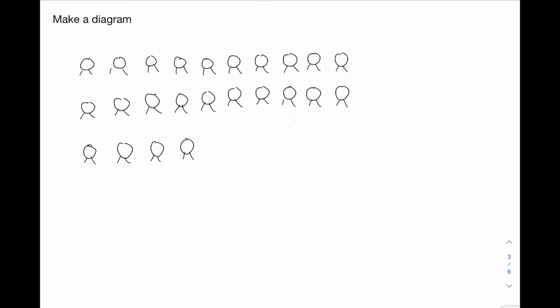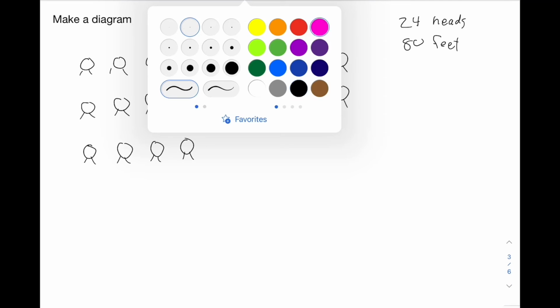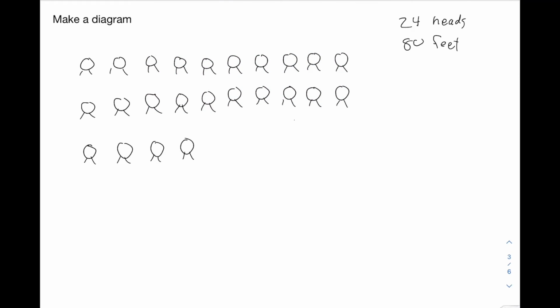And I know that I don't have enough because I need 24 heads and I need 80 feet. So in this case, I'm just going to keep adding feet, but I'm going to add 2 at a time because you either have 2 feet if you're a chicken, or 4 feet if you're a pig. And I can't remember if the problem said feet or legs, but it'll work out the same.